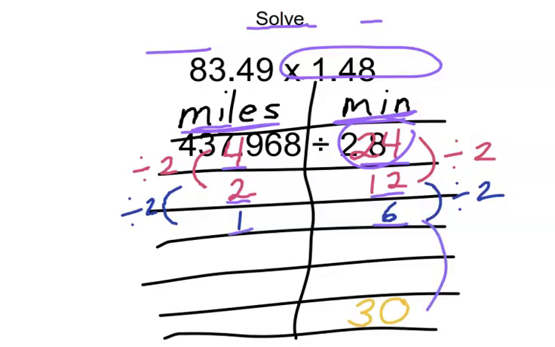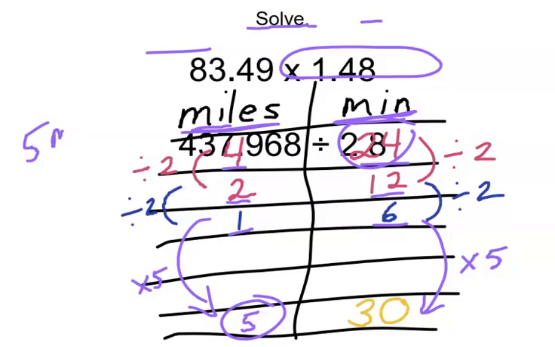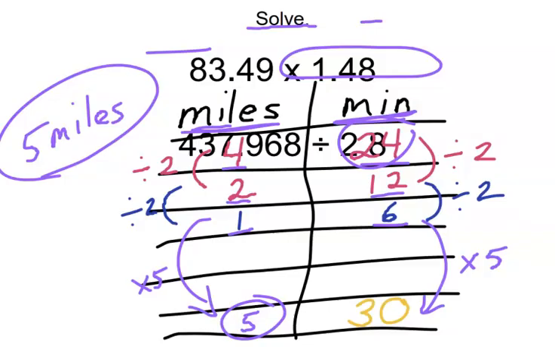Then I know that I can get from 6 to 30 by multiplying by 5. So then I would just take 1 times 5, and that would give me 5. So it says, how many miles can she run in 30 minutes? The answer is going to be 5 miles. Okay, and I basically found that by just scaling until I could get comfortably to 30 minutes.